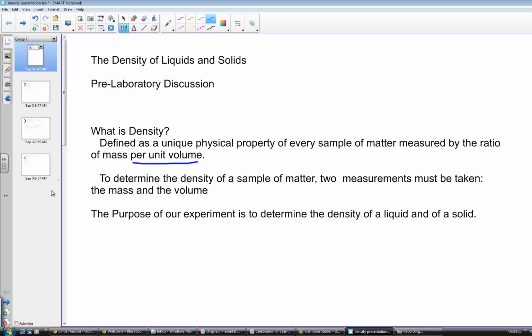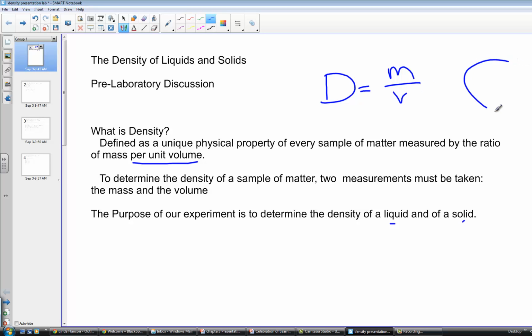To determine the density of a sample of matter, there will be two measurements that we need to take, the mass and the volume. And the purpose of our experiment is to indeed determine the density of an unknown liquid and that of a solid. To remind ourselves mathematically, density is equal to the mass per unit volume.